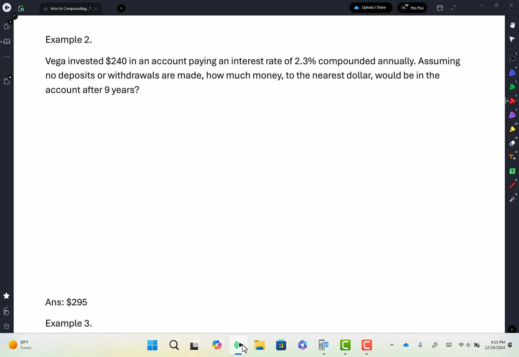Vega invested $240 in an account, paying an interest rate of 2.3% compounded annually. So already compounded annually, so n equals 1. This is your principal amount. Assuming no deposits or withdrawals are made, how much money to the nearest dollar, guys, would be in the account after 9 years? So t equals 9.